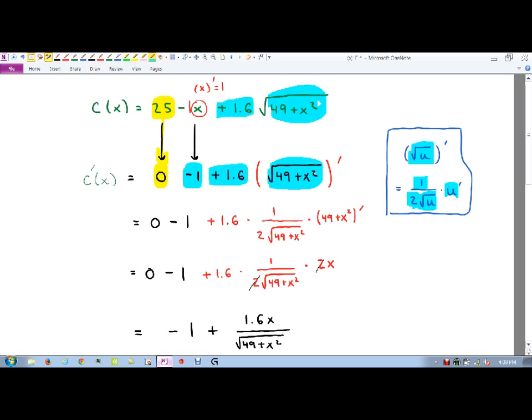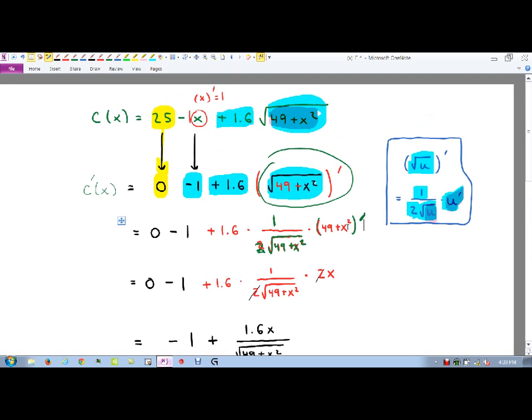But then you have to say times the derivative of u, which is really the derivative of what's inside here. So that's going to be what's inside. That derivative needs to come out here. So going back here, here we've got our derivative. So what I'm going to do is write 1 here over 2 times the square root of the u here, 49 plus x squared. Then times the derivative of what's underneath the root. So there it is. There's my derivative. Now I'll do that on the next step.